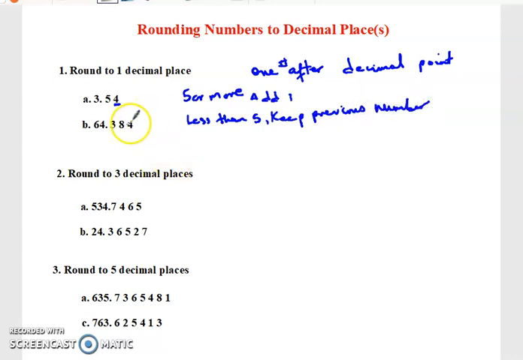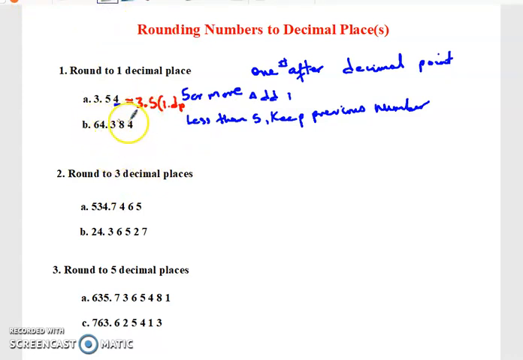So in this case where we have 3.54, 4 is less than 5, right? So we're going to keep the 5 right here. So this would be equal to 3.5, and this is to 1 decimal place. Alright, okay, and let us look at the next example.